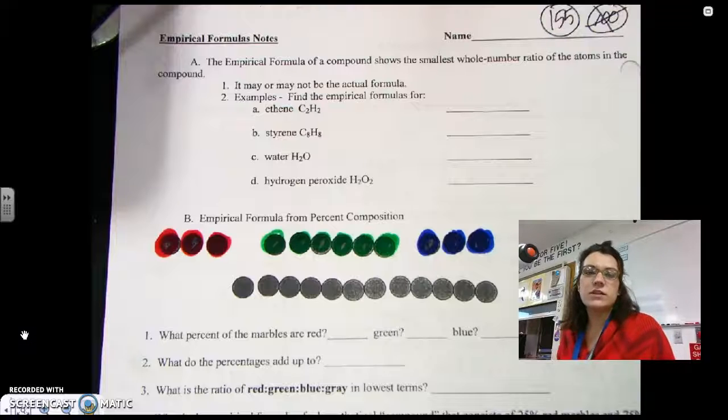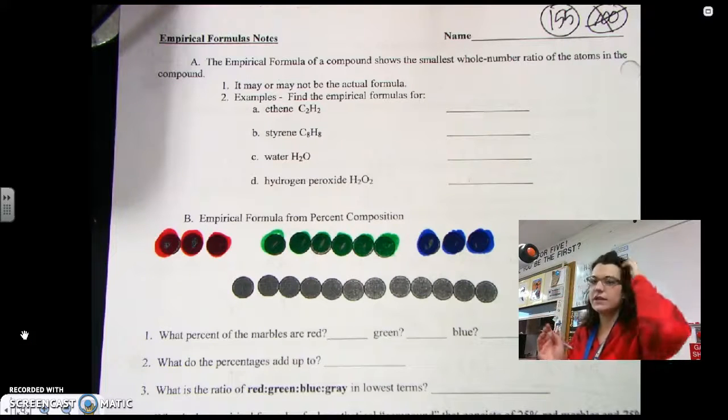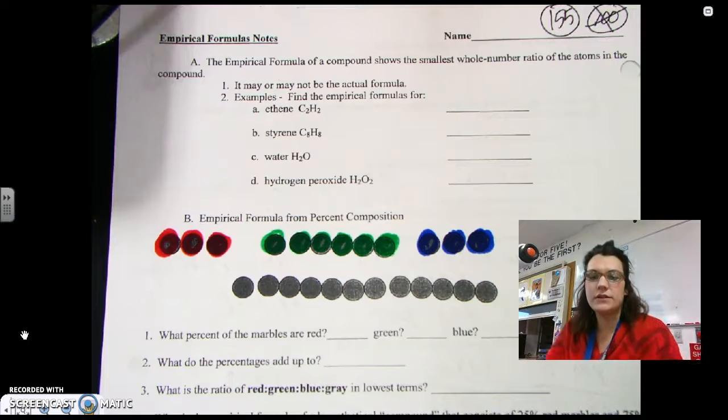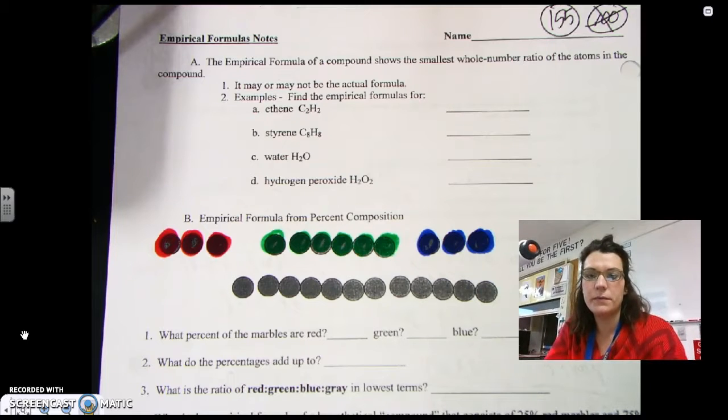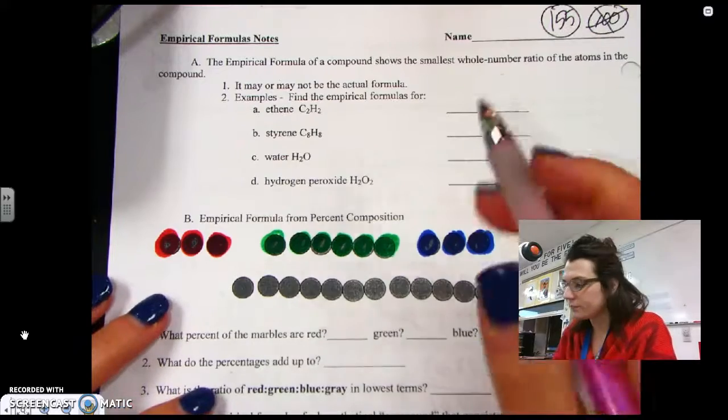Okay, this lecture is going to be on empirical formula. Now, empirical formula is one of those things where it doesn't really make sense until you learn how to calculate molecular formula. So basically what I want you to think about today is the procedure in developing an empirical formula. Okay, but before we get started, let's talk about something.